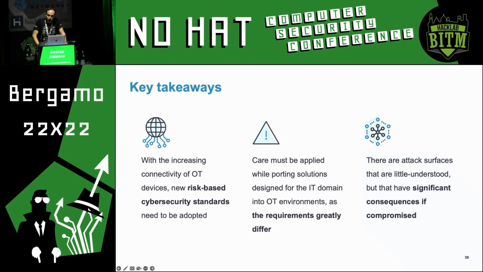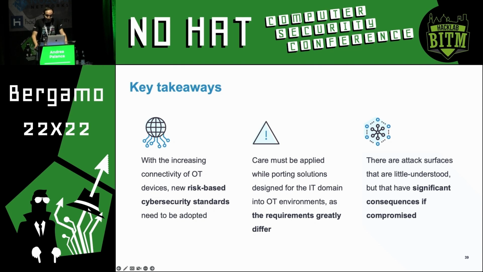To end this presentation, here are some actionable takeaways that I want all of you to remember and apply from now on in your daily work activities, especially if you work with this kind of devices. So, with the increasing connectivity of OT devices, new risk-based cybersecurity standards need to be adopted. The Purdue model used as a cybersecurity reference is more and more unable to keep up with the increasing connectivity of OT devices. Models such as the IEC 62443 that are instead risk-based are much better now at managing the security of newer and more complex systems.